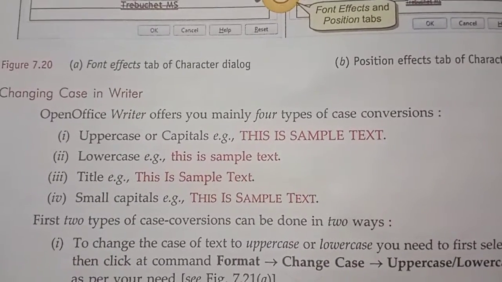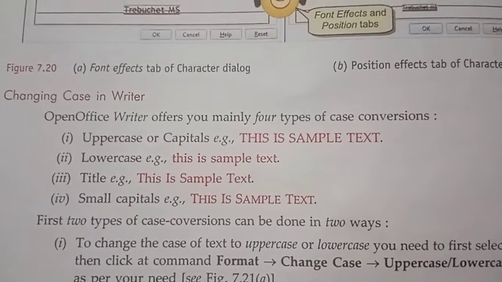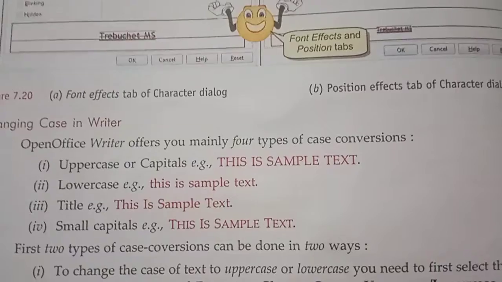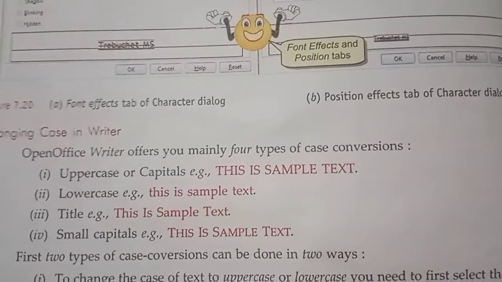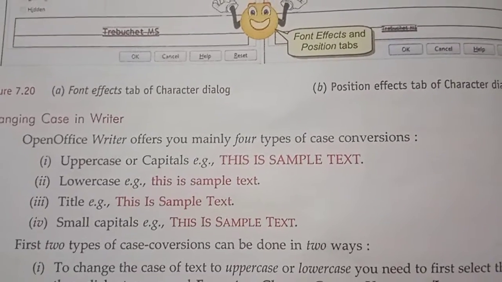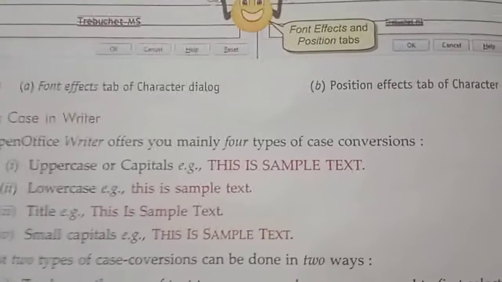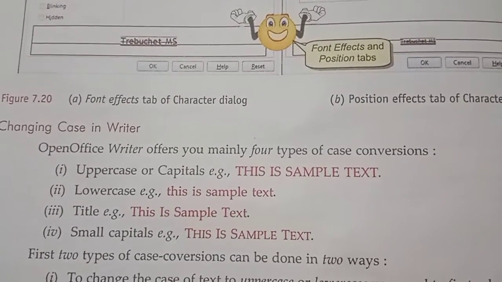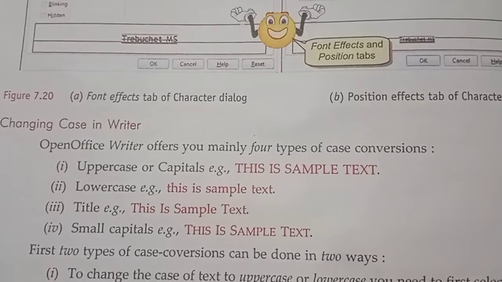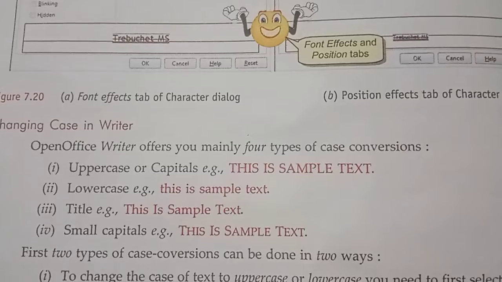The last one, small cap, means the first letter of each word is in capital letter only, but it appears somewhat bigger than the remaining letters. All the letters are capital, but the first letter of each word is bigger than the other letters. This is called a small cap. So you need to understand the difference between these four, because the question is like that: they will give one word, and you need to understand which type it is, uppercase or lowercase or title or small cap. Understand?